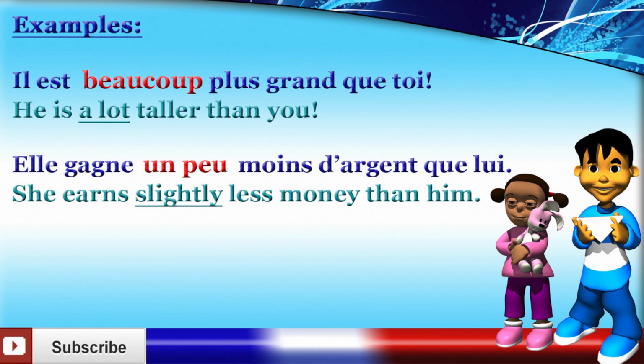For example, il est beaucoup plus grand que toi, he is a lot taller than you. Or when talking to children, he is a lot older than you. Elle gagne un peu moins d'argent que lui, she earns slightly less money than him. Notice that both the intensifier beaucoup and the mitigator un peu are placed before the comparative adverb. And also notice that in the last example, the comparison is made with a noun, argent, but the E of the little word de has been replaced with an apostrophe because the noun starts with a vowel.